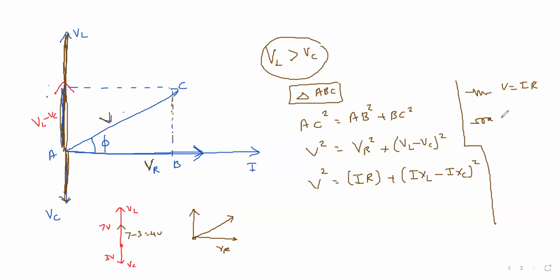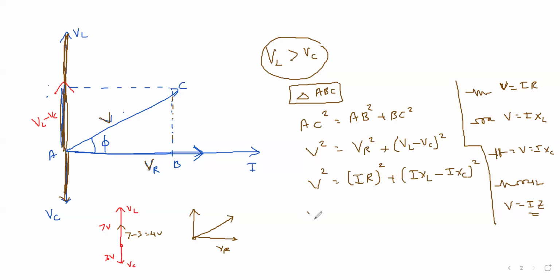In the case of an inductor, V is equal to I into XL. In the case of a capacitor, V is equal to I into XC. If the resistor, inductor and capacitor are all present, V is equal to IZ. It is just Ohm's law. If you look at the resistor alone, V equals IR. For the inductor alone, V equals IXL. For the capacitor alone, V equals IXC. Collectively, V equals IZ.